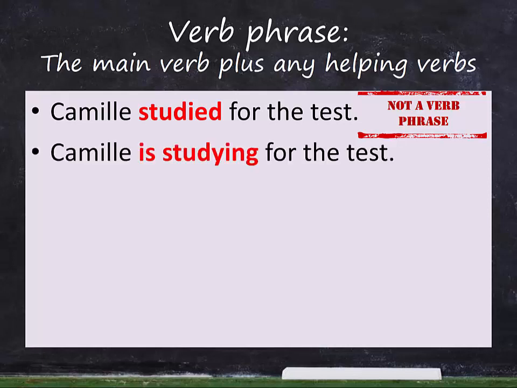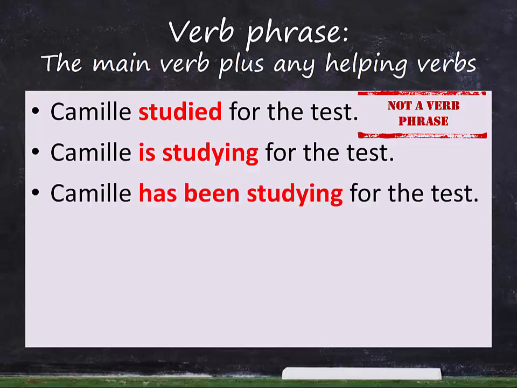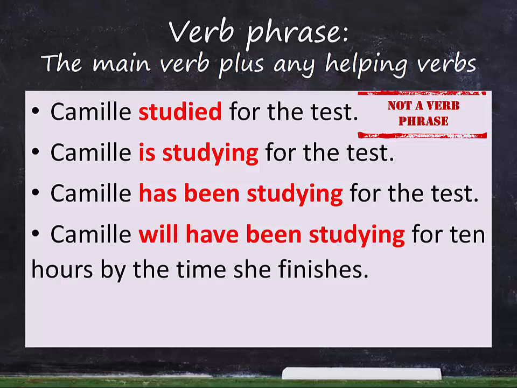But Camille is studying for the test. Studying is the main verb, but we also have the helping verb is to help show that she's continuously studying in the present. Is studying is a verb phrase. Camille has been studying for the test. There's a main verb and two helping verbs. And Camille will have been studying for 10 hours by the time she finishes. There's a nice big verb phrase for you. Main verb plus 3 helping verbs. So those are verb phrases.